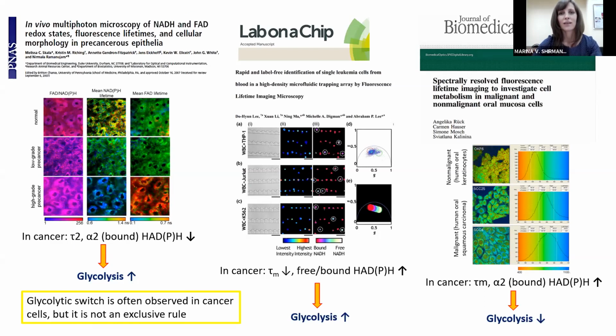So it depends on what type of tumors you investigate, what your normal tissue is in which the tumor is located, what the origin of the tissue is, and what the metabolic processes inside are. So a glycolytic switch is often observed in cancer cells, but this is not an exclusive rule. This statement cannot be applied to all the tumors in the world.